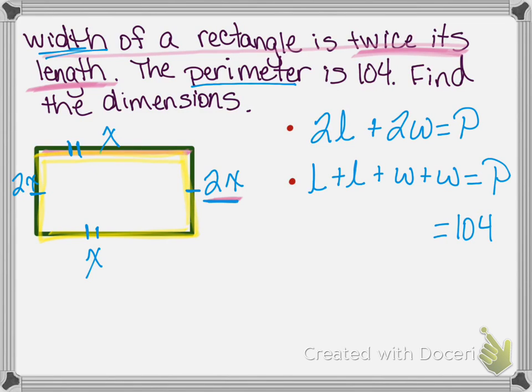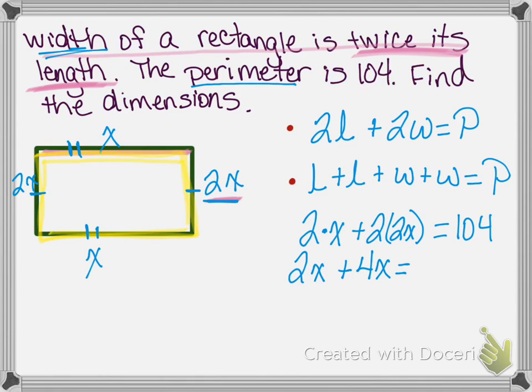Okay? Or I can do 2 times x plus 2 times 2x. Gives me 104. Either way is fine. So I have 2x plus 4x.